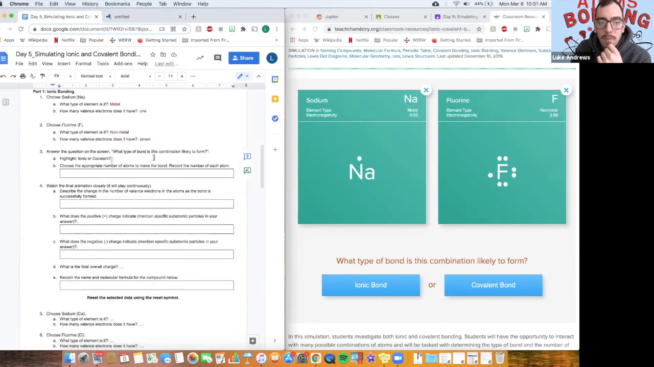So what type of bond are these elements going to form? And you can see this right here. Before I click and test, I would like somebody to think back to last week, thinking about ionic bonding. What types of elements create ionic bonds? Is a metal and a nonmetal going to create an ionic bond, or is a metal and a nonmetal going to create a covalent bond?